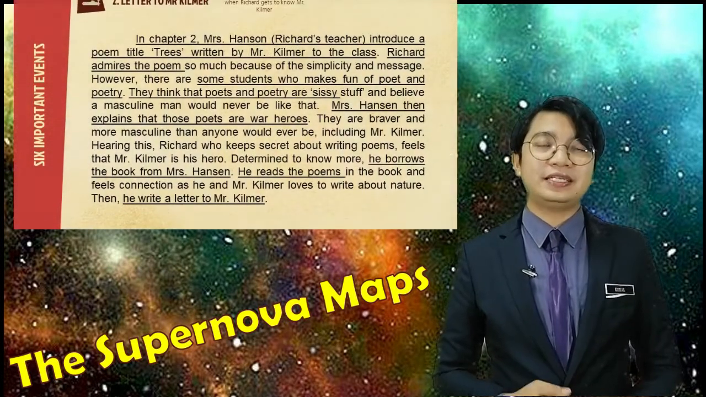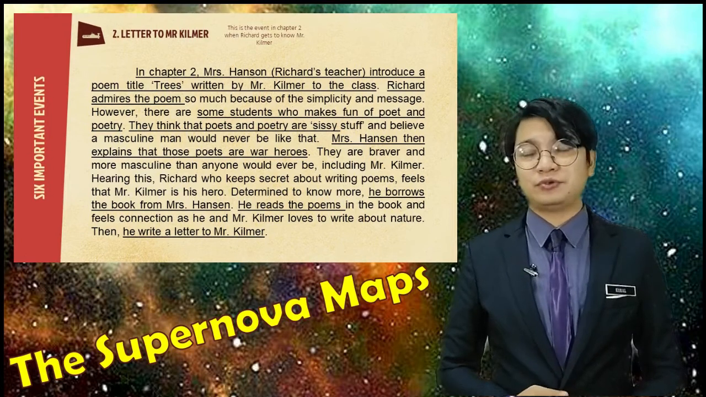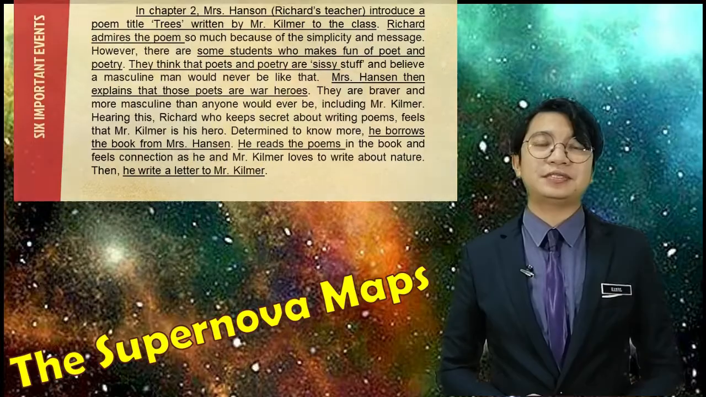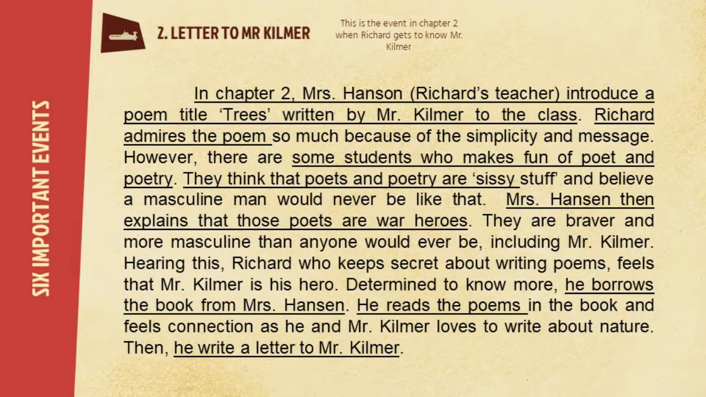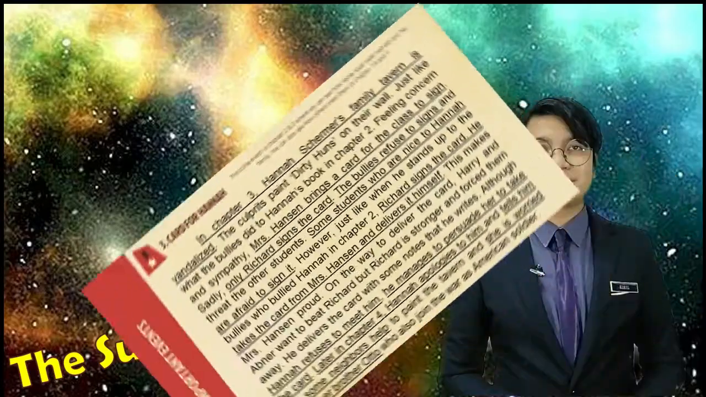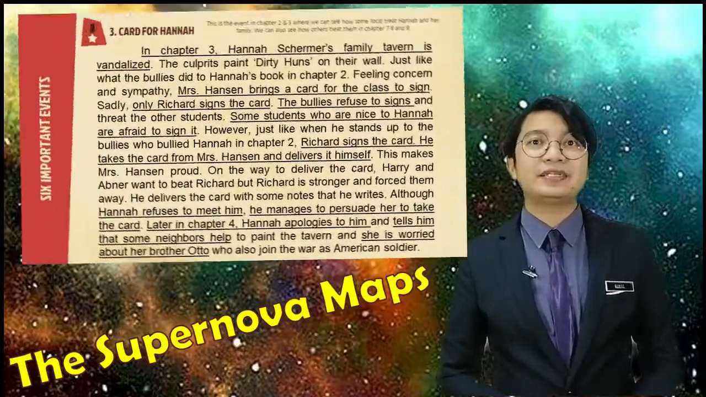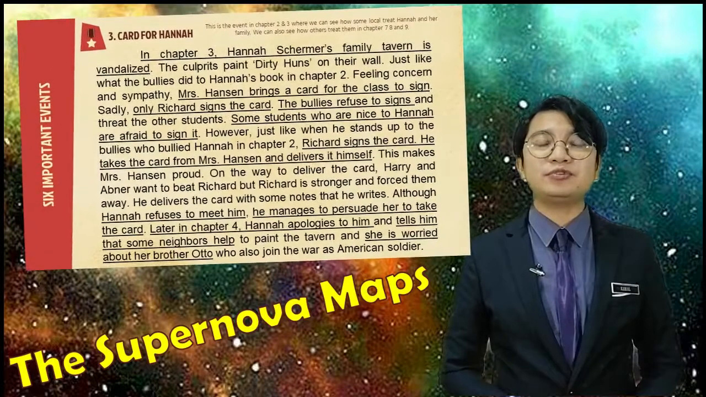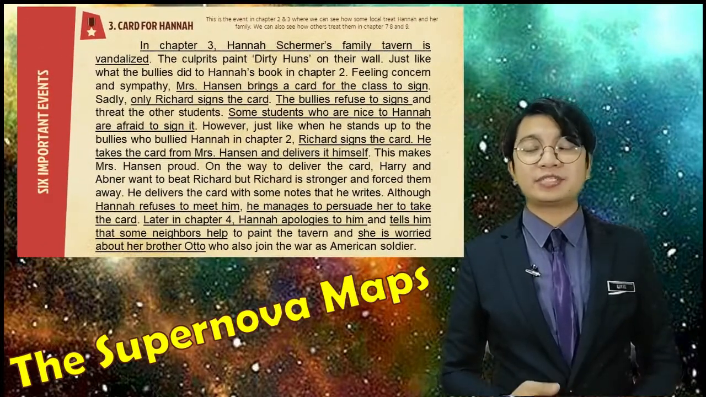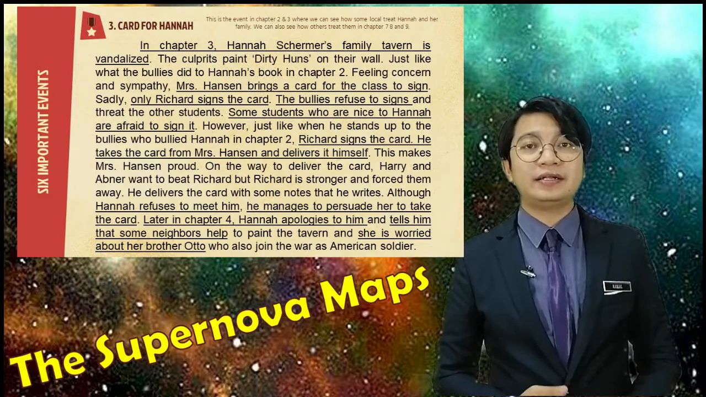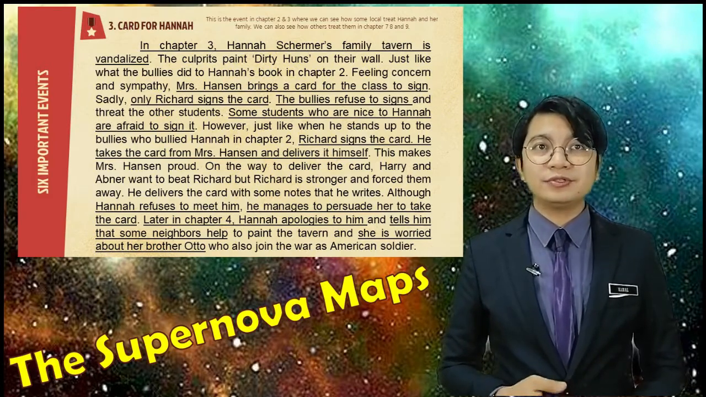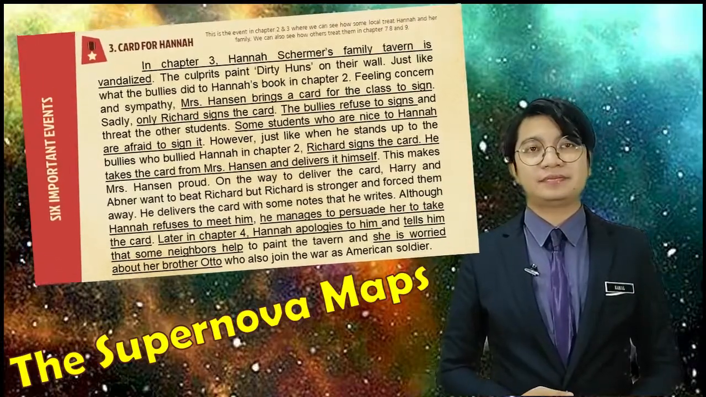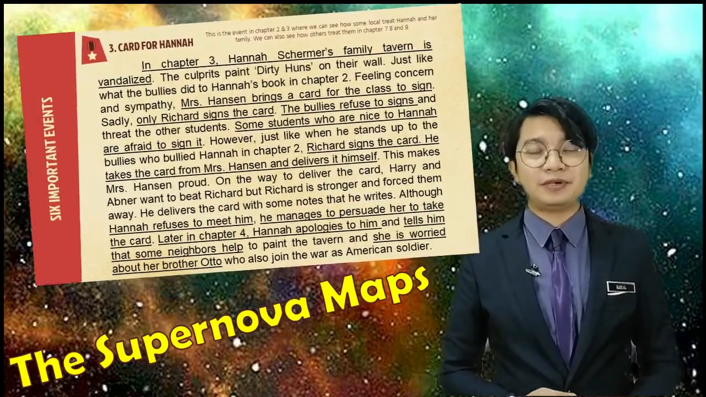This is the event in Chapter 2 where Richard gets to know Mr. Kilmer. Now, pause the video and read the descriptions. Moving on, the third event is card for Hannah. This is the event in Chapter 2 and 3 where we can see how some locals treat Hannah and her family. We can also see how others treat them in Chapters 7, 8, and 9. Again, pause the video and read the description.